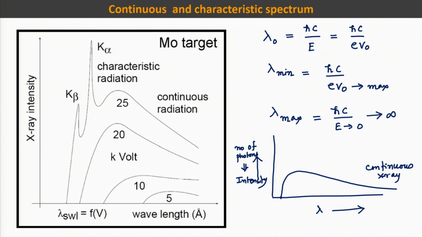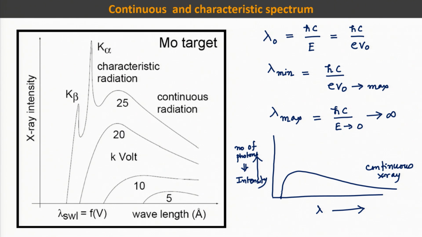Or continuous radiation. Okay. When you increase the current at a constant V0, you will produce a greater number of electrons. So, your graph will move upward, because you are producing more electrons, and so more photons.